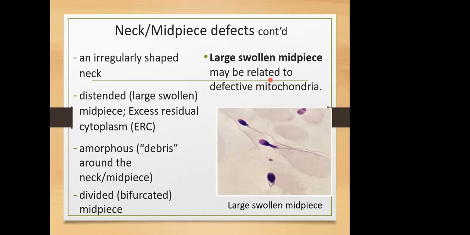So if there is a problem with the midpiece, or it is defective, they think that you have a defective mitochondria.